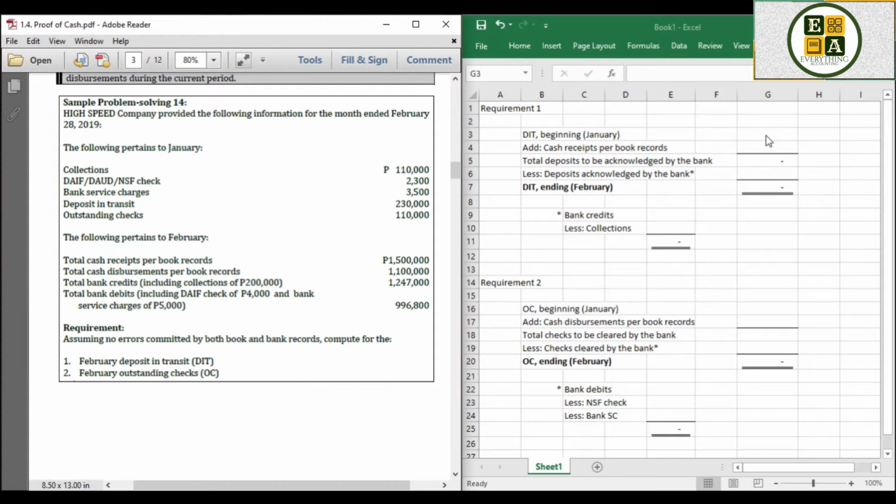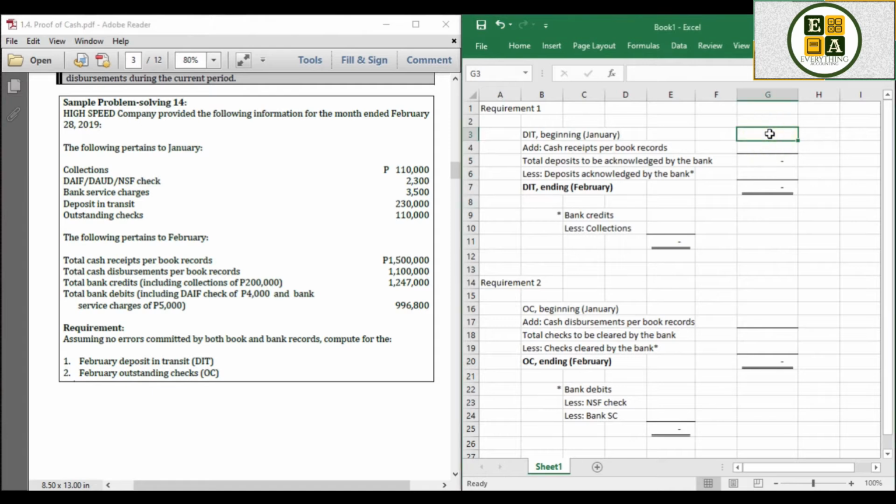Madali lang to. So sabi dyan, high-speed company provided the following information for the month ended February 28, 2019. Then we were given information for January and February. For January, we have collections, we have DAIF, DAOD or NSF check, we have bank service charges, deposit in transit, at saka outstanding checks. For February, we have total cash receipts per book records, total cash disbursements per book records, total bank credits, which includes collections of 200,000, then total bank debits, which includes DAIF check of 4,000 and bank service charges of 5,000. Yung requirements, assuming daw no errors committed by both book and bank records, pinapakompute sa atin yung una, February deposit in transit, yung pangalawa, February outstanding checks.